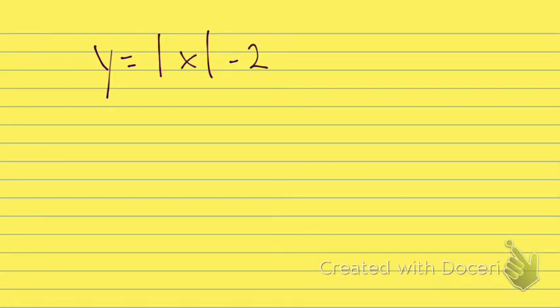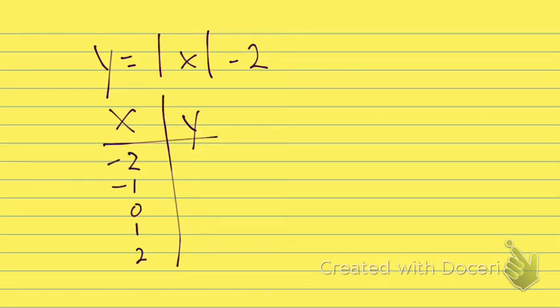All right, I get to pick my domain and range. I'm going to choose domain negative 2, negative 1, 0, 1, 2. I like having positives and negatives, and I like having values that are small. So you can choose any domain, right? This function has infinite answers. So I'm going to put in my domain, pump out my range. So when I put negative 2 in for x, the absolute value of negative 2 is 2. 2 minus 2 is 0.